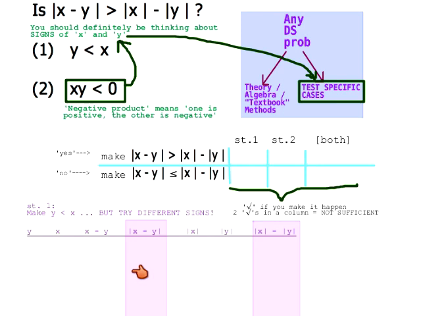And if this is greater than that, it checks off that box. So if this is less than or equal to that, it checks off that box. But the point is, you're not.